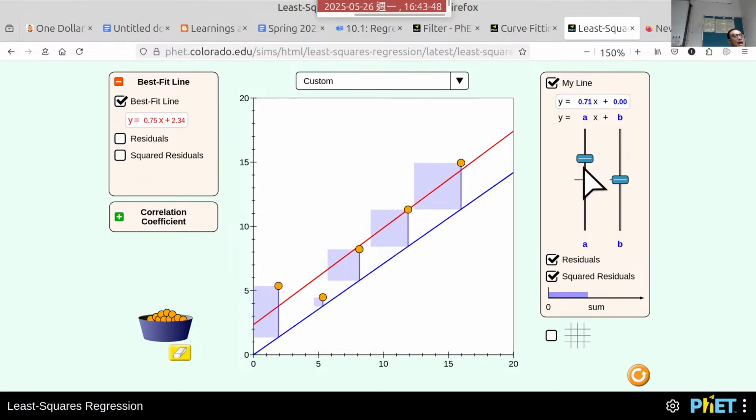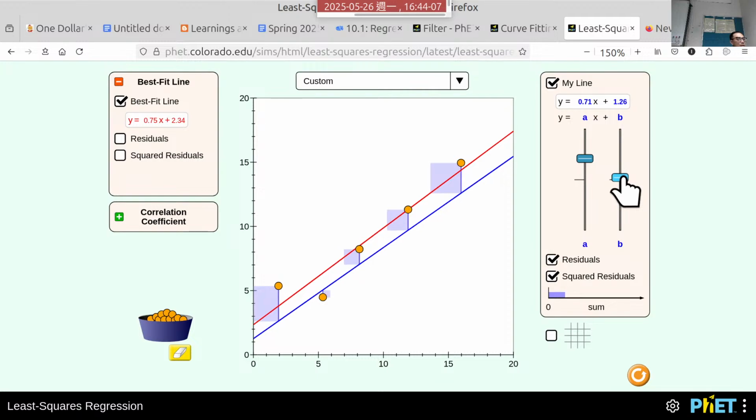And now I can change the b. That will change the intersection. At this moment, b is 0. If I change b, for example, to 1 or 2, when I move the knob, the coefficient b becomes 1.68 or 2.